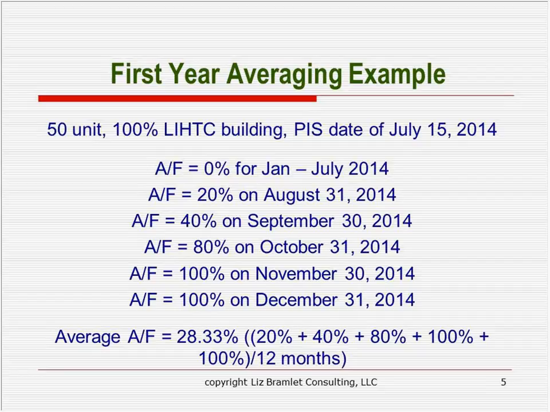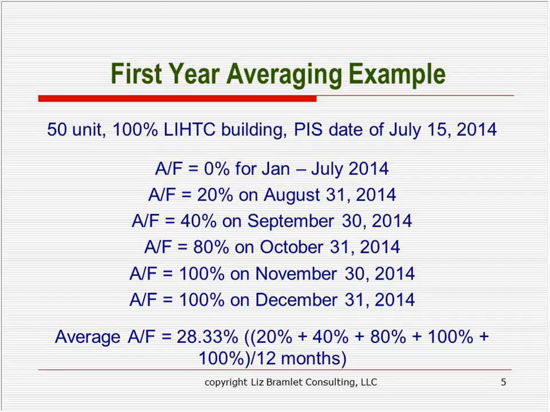It is 0% for July because a unit has to be in service a full calendar month before it begins to produce a tax credit. So if placed in service any day after July 1st, you cannot start really producing credits until August. Our applicable fraction is 0% for January through July. Then we get some leasing done, and during August, we build our applicable fraction up to 20%.